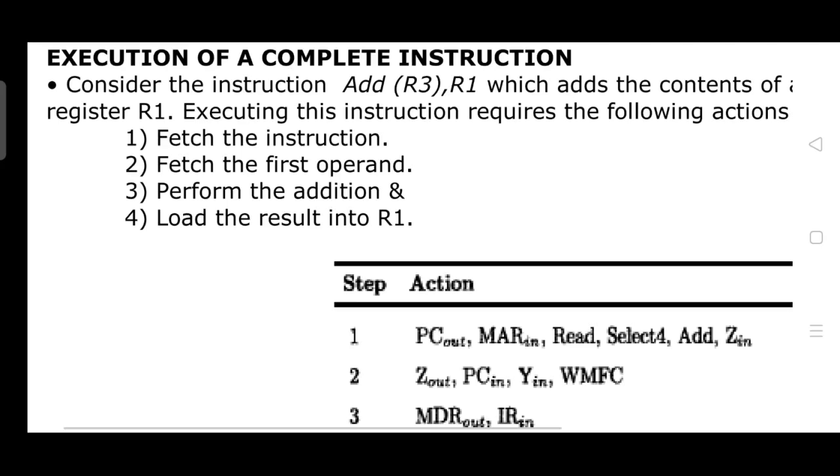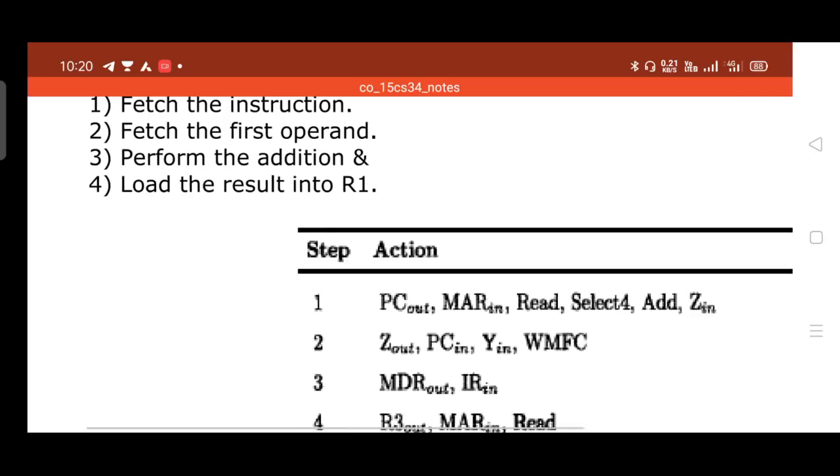Then the next step is what? Perform the addition, because the operator we have used is add. Finally, store the result onto the destination operand. What is the destination operand? R1 is the destination operand, right? So these are the steps we are supposed to follow.